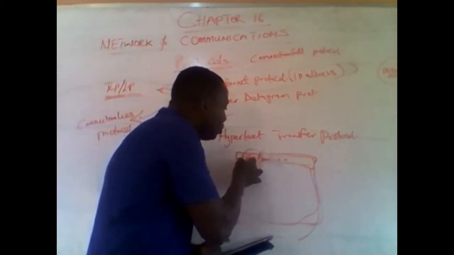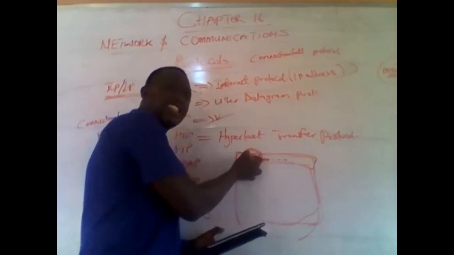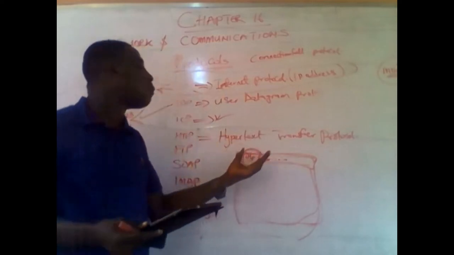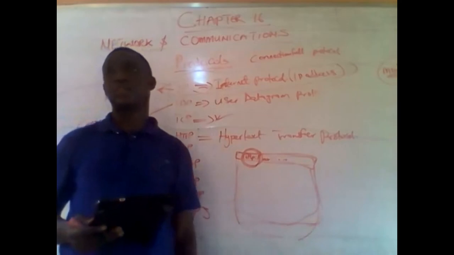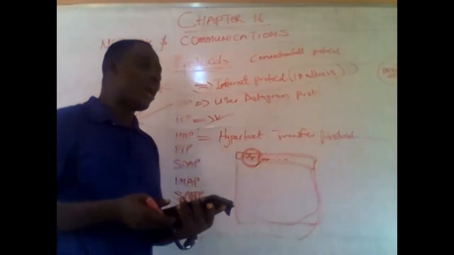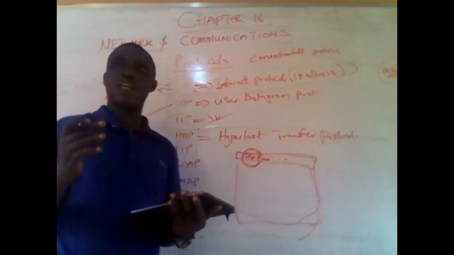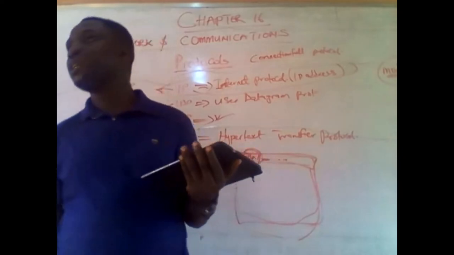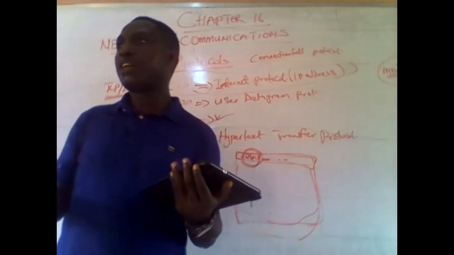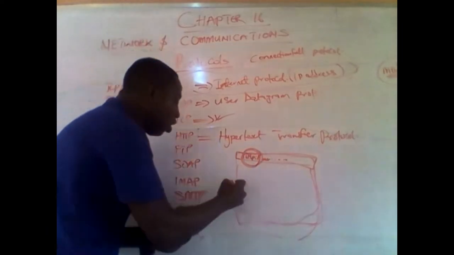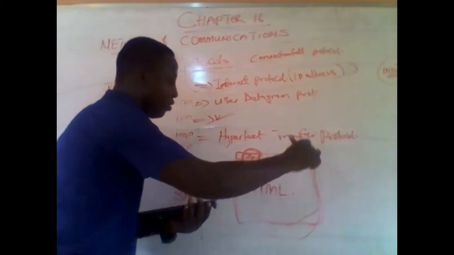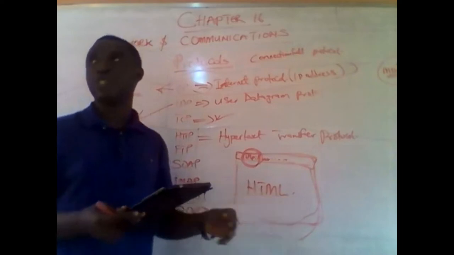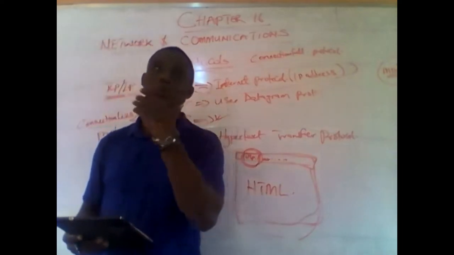So the first thing that needs to be known is that this is the hypertext transfer protocol, and it is actually used for what? To browse a website. It takes you to a website. Now let me put it this way. Every website is actually created, even if it is being created using PHP. Now the basic language for creating a website is what we call HTML. And what's the meaning of HTML? Hypertext Markup Language.